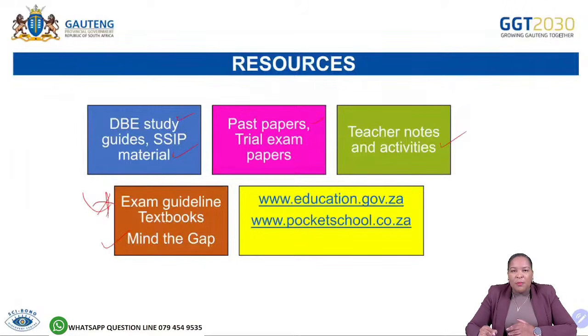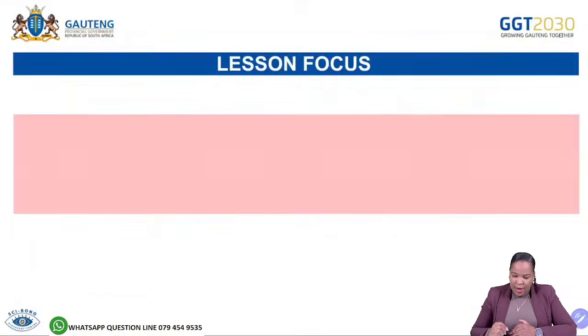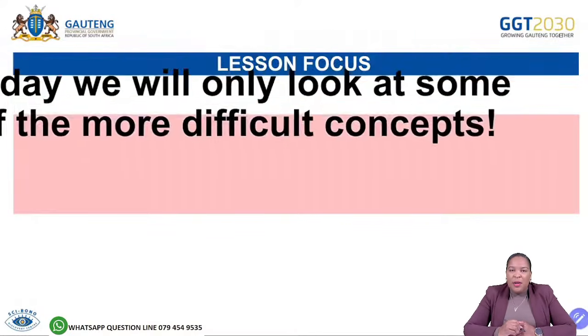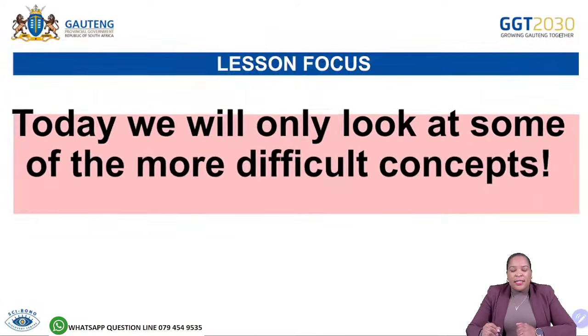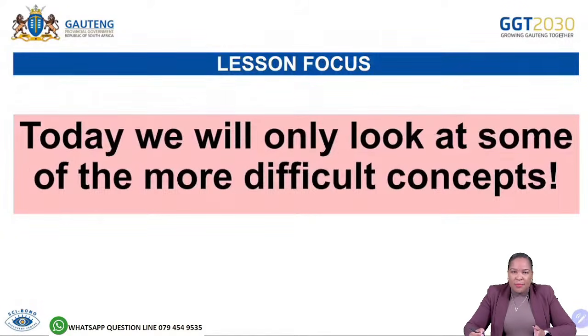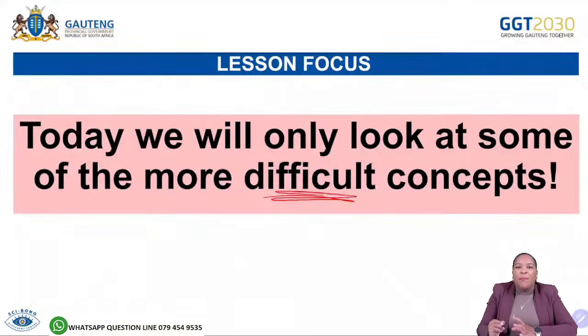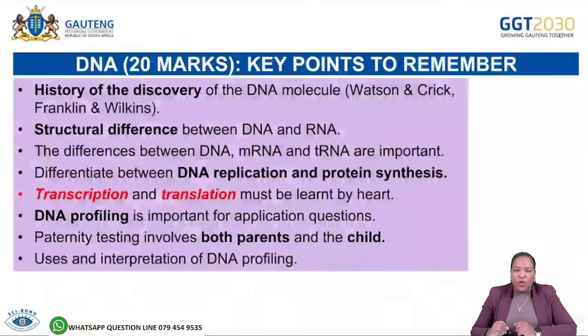You can go to the Department of Education or education.gov. You can also use Pocket School. Pocket School lessons, the ones that we are doing now is a revision lesson. However, you can go to Pocket School and check all the lessons on all the topics that were done in term 1. That will prepare you for your examination tomorrow. And for this lesson, please remember that we are only going to look at some of the more difficult concepts. We are not going to do everything because we don't have much time. So we are going to do only the difficult concepts per topic. So let's just get on with it to save time.